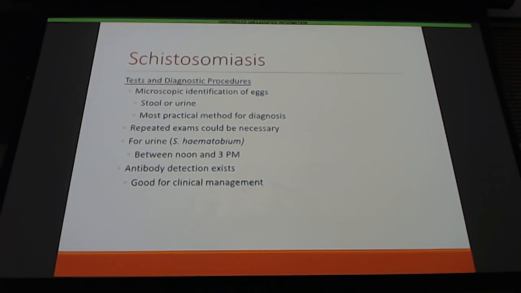Here it's telling me that between noon and 3 p.m. is the most common time to do the urine sample, where you may find eggs. Okay. And then you can do antibody detection as well. You can do ELISA or IFA if you like. Your choice.